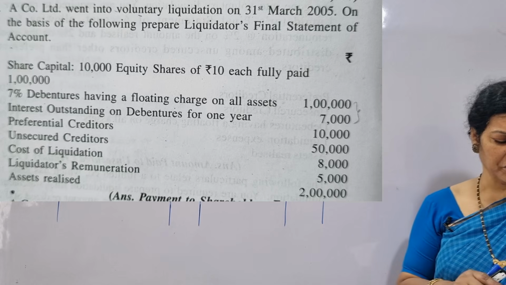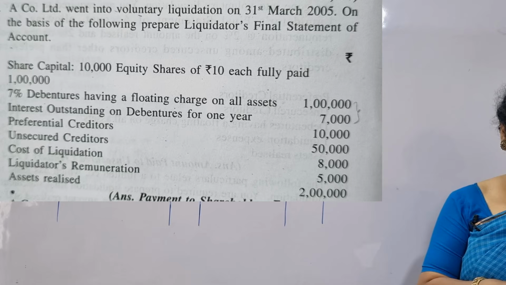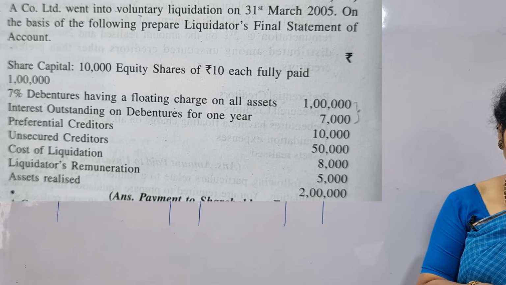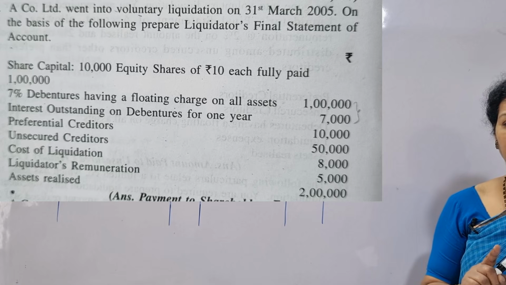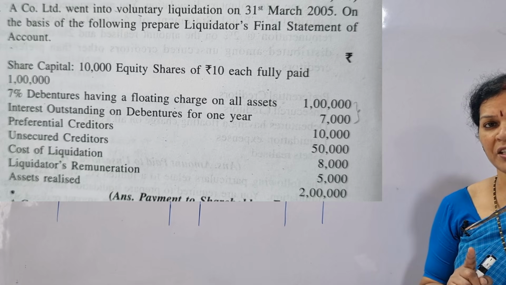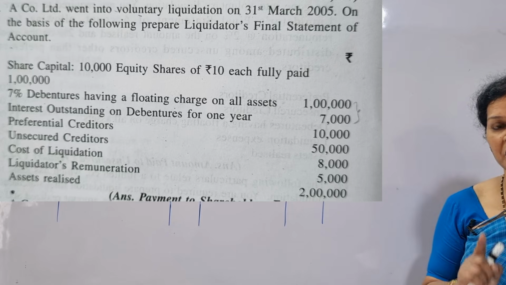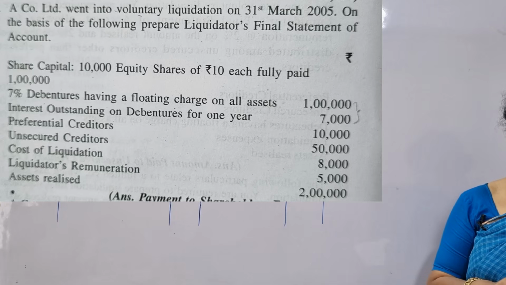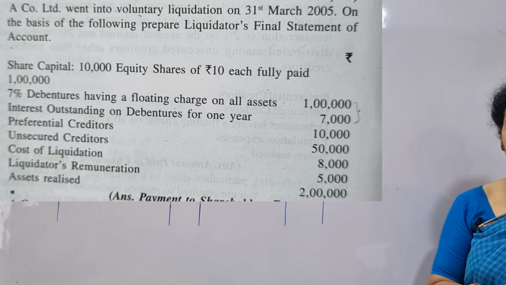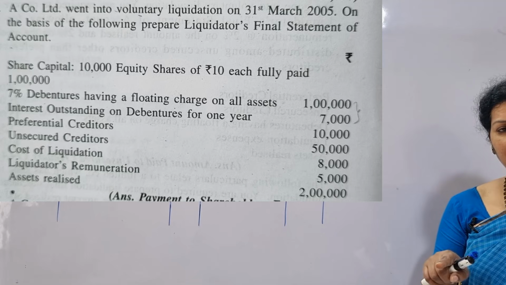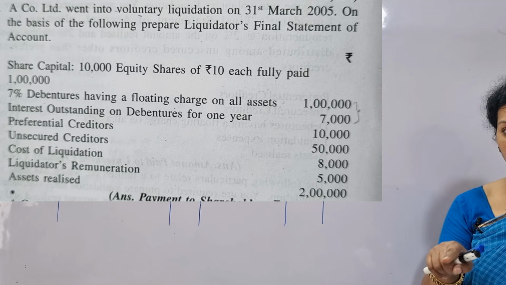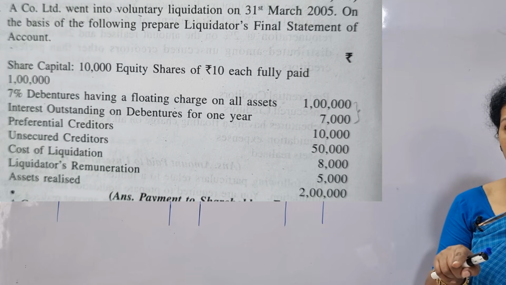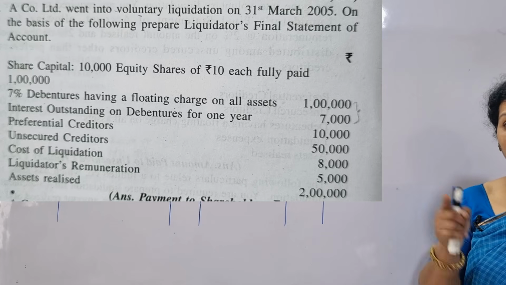What is the information given to us? Share capital: 10,000 equity shares of 10 rupees each, fully paid, 1 lakh rupees. How many shares are there? 10,000 shares. Each share is 10 rupees, so the total amount is 1 lakh rupees. Then debentures having a floating charge on all assets, 1 lakh rupees, and interest outstanding on debentures for 1 year, 7,000. Debentures we have to pay, and the interest on debentures, 7,000, we also have to pay. Total debentures payable is 1 lakh plus 7,000.